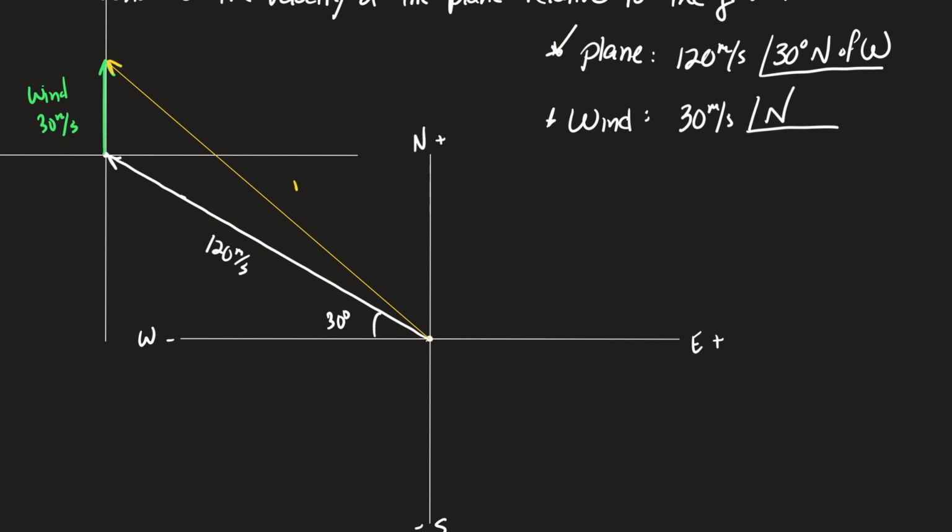This is the actual answer. We want this angle and this length. This will be our answer. This is going to be the scaled graphical answer for our plane. Let's do the angle first, shall we? That involves using our protractor again.